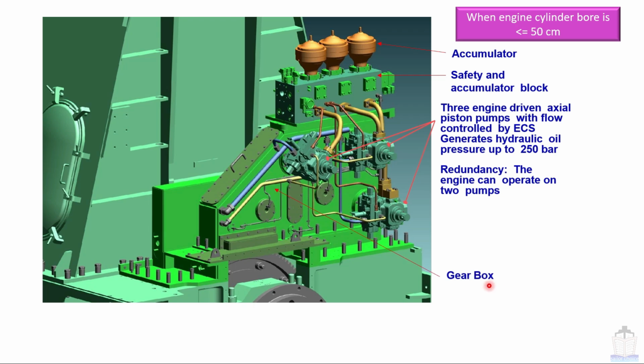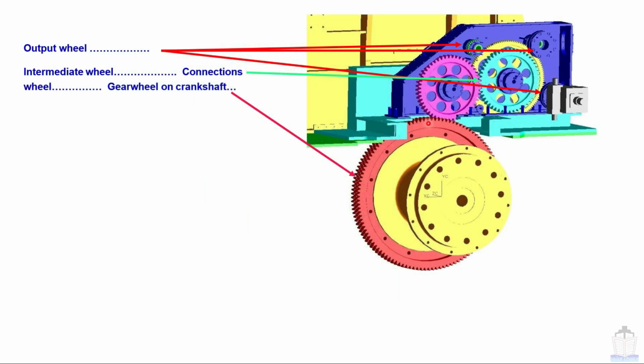This is called the gearbox. Now we are going to see the internal parts inside this gearbox. When you open this front cover of the gearbox, you will see all these mechanisms, which include some output wheels, like these 3 numbers, by which the swash plate pump is connected. These 2 are intermediate gears and this is the flywheel. These gear wheels are situated on the flywheel.